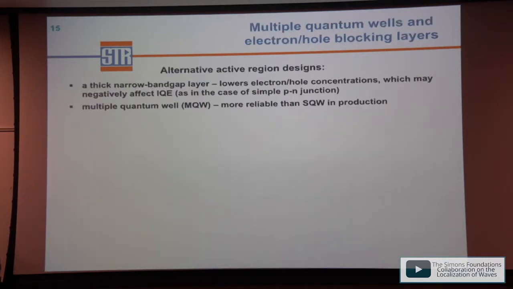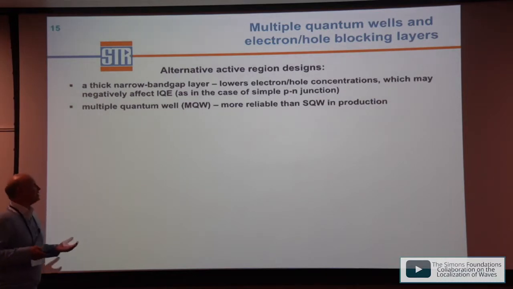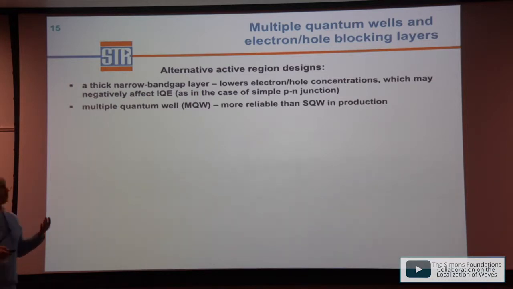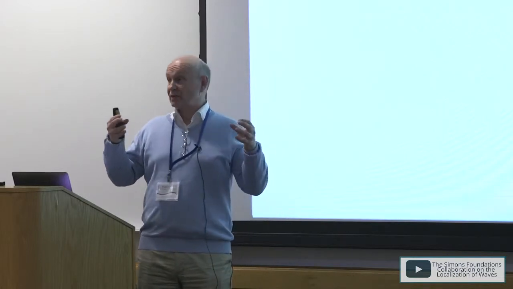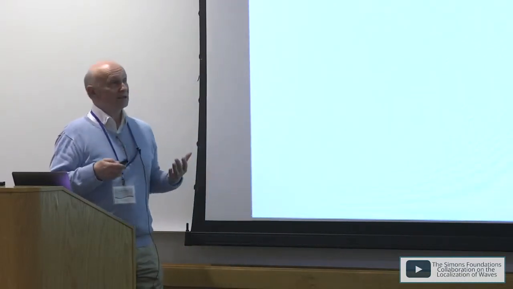Well, what other kinds of active region can be used in LEDs? Of course, a thick active region with a narrow band gap. But this kind of active region design is very inefficient, because at the same current density, the wider the quantum well is, the lower the carrier concentration accumulated in the well. So the quantum well has very pronounced advantages.